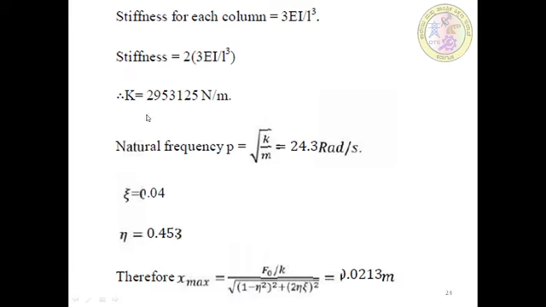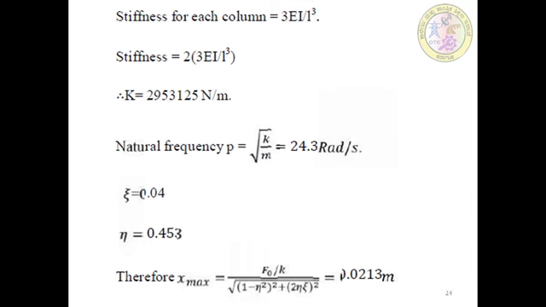Once K is known, and the mass is also known, the natural frequency is the square root of K by M. K is known and the mass is given as 5000, so substituting here you get the natural frequency as 24.3 radians per second. The damping ratio is 4% given, so chi is 4 divided by 100, that is 0.04, and the frequency ratio nu is 0.453, as already seen in the previous slide.